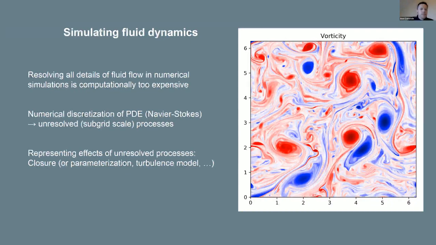Right, so we have to deal with unresolved processes. They're not explicitly simulated anymore, and their effects on the dynamics of the resolved scale, so the larger scale flow, need to be represented one way or another. That happens through representations typically called closures, or, depending a little on the field, sometimes parameterizations, more in the atmosphere-ocean domain, or turbulence models. It goes by various names.